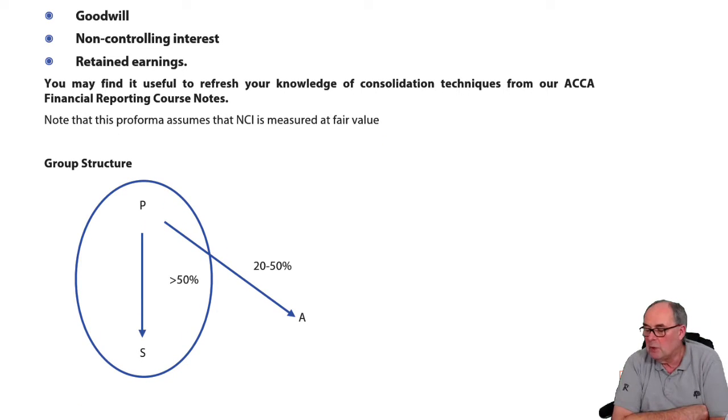The one that is most likely is Goodwill. I think that will always be asked for. They could ask for non-controlling interest. They might ask for group retained earnings. They might ask for investment in associate, but it would tend to be the key numbers in the accounts that they're looking at. They won't be asking us to produce an entire statement of financial position.